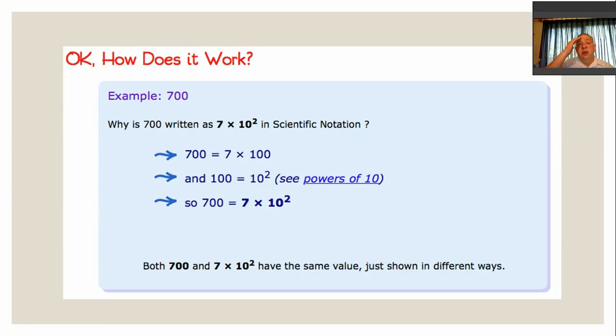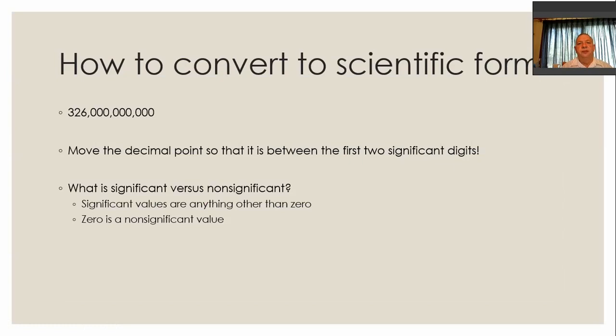So why is 700 written as 7 times 10 squared in scientific notation? The 700 is 7 times 100. And then the 100 is 10 squared, okay? So 700 is just 7 times 10 squared. They both have the same value, the 700 and the 7 times 10 squared. They're just shown in different ways. They're equivalent forms.